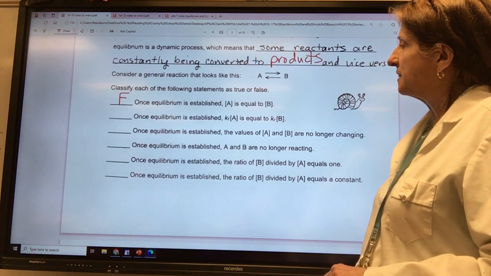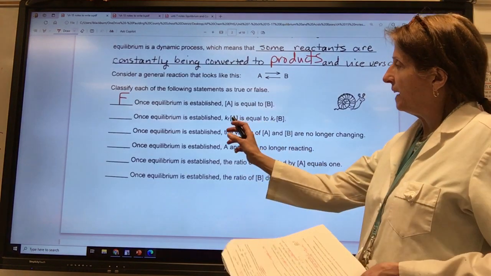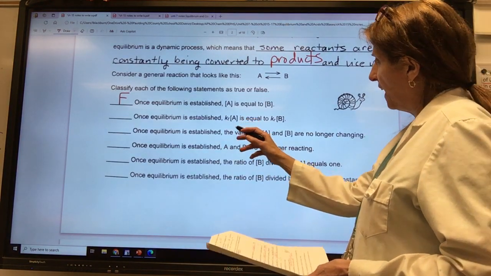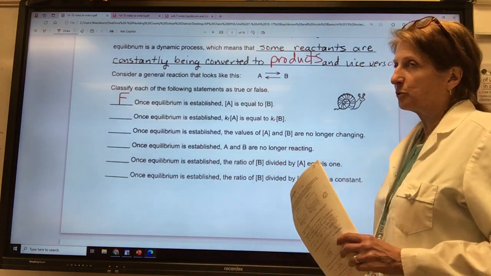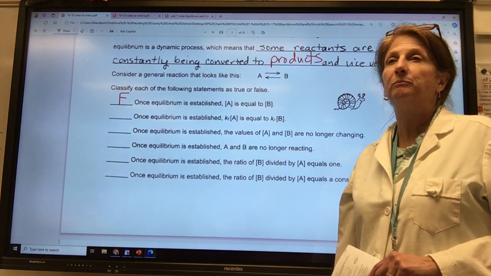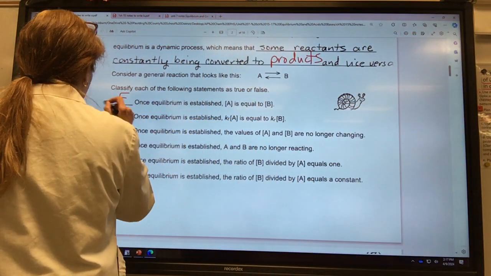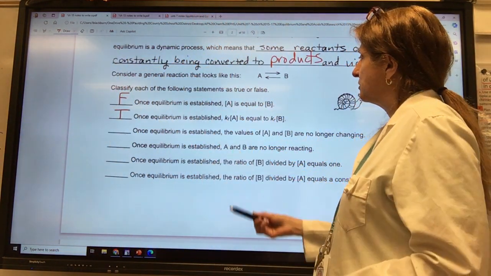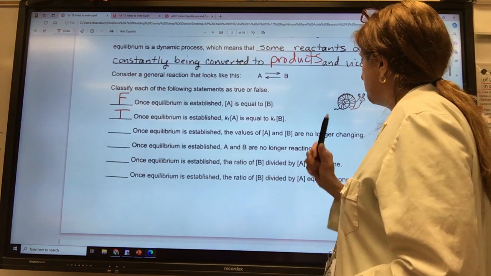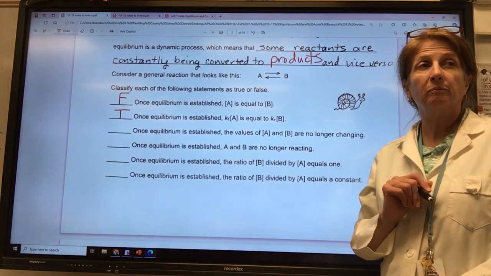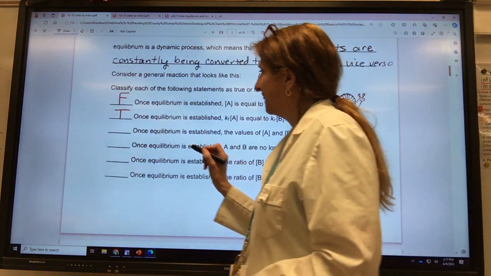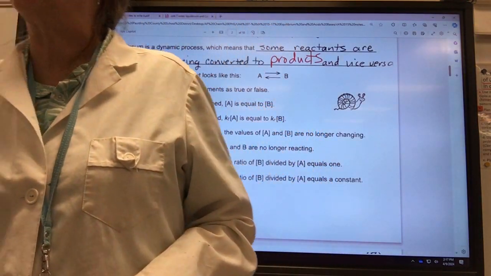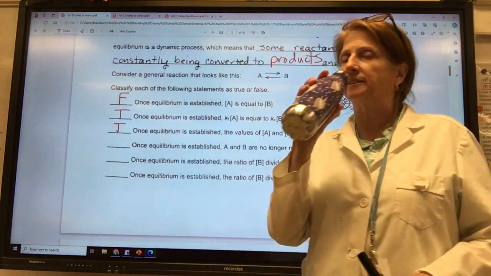Once equilibrium is established, the rate Kf, the rate of the forward reaction for A, is equal to the rate of the reverse reaction for B. True or false? True. Yes, that's what's true. Once equilibrium is established, the concentrations of A and B are no longer changing. True. Now, some of the molecules are changing, but the concentration stays the same.